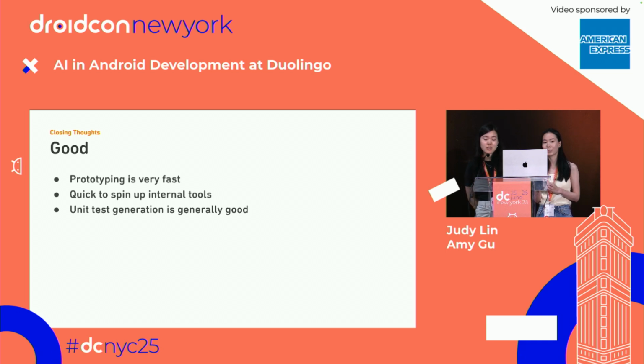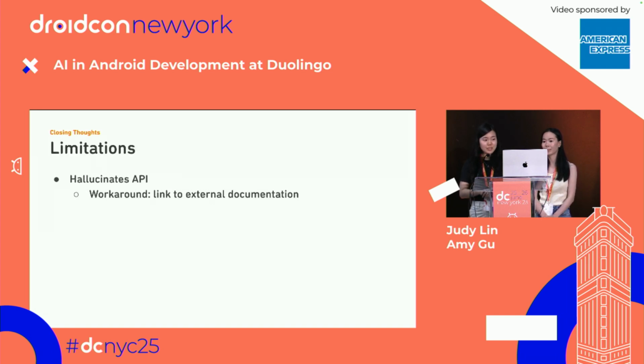Unit test generation is also quite good. A common theme is that anything that doesn't need to be productionized can be done really fast by AI. You can also parallelize more tasks by having AI work on something in the background while you do something else, particularly using agents like Codex. Of course, there are limitations to AI, and we'll mention a few specific ones.